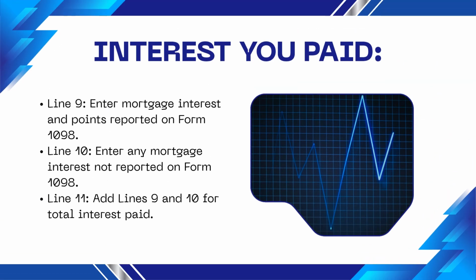Point 3 is interest you paid. In line 9, enter mortgage interest and points reported on Form 1098. In line 10, enter any mortgage interest not reported on Form 1098. In line 11, add lines 9 and 10 for total interest paid.